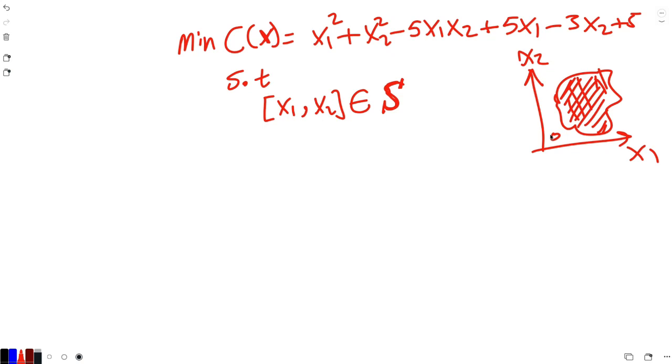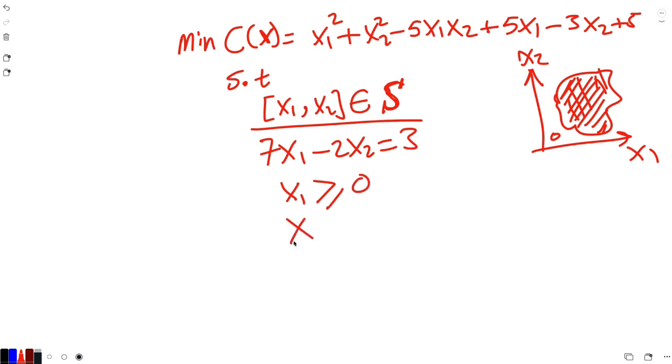In that case, this space can usually be represented as a set of equations. For example, we can have this constraint: I am looking for the solution x1 and x2 which makes 7x1 minus 2x2 equal to 3. Just an example. This is called an equality constraint. And I can also have some kind of inequality constraint, for example, x1 greater than or equal to 0, x2 greater than or equal to 0. Those are inequality constraints.